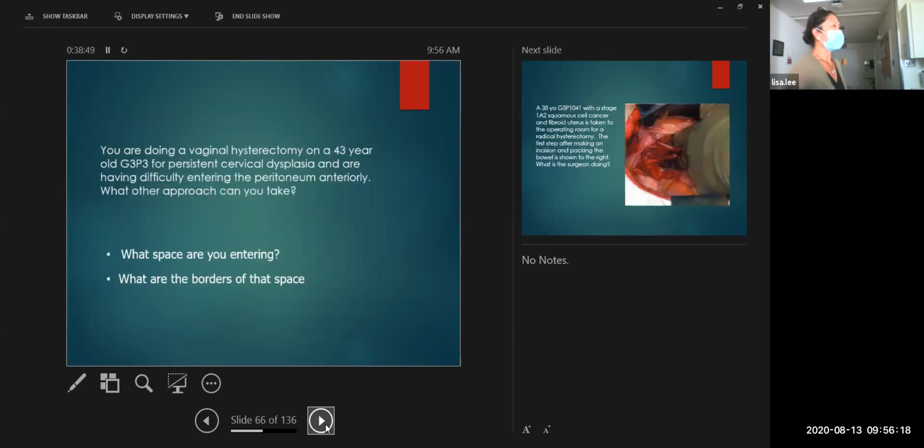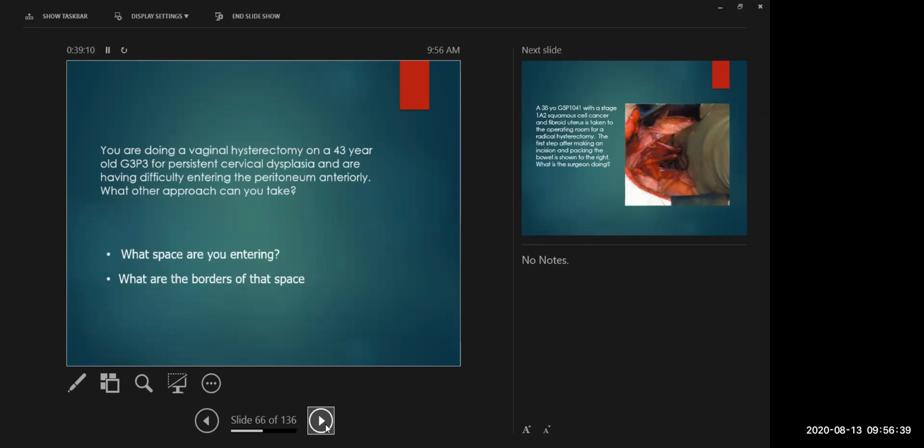Okay, next one. You're doing a vaginal hysterectomy on a 43-year-old G3, P3 for persistent cervical dysplasia. And you're having difficulty entering the peritoneum anteriorly because you did a LEEP on her. What other approach can you take? What space are you entering for that approach, and what are the borders of that space?